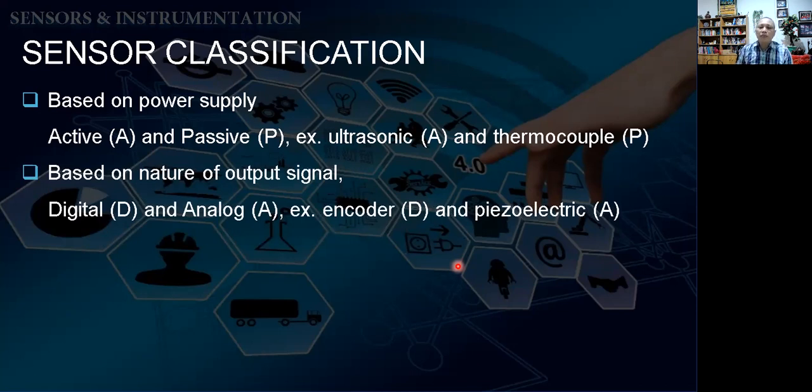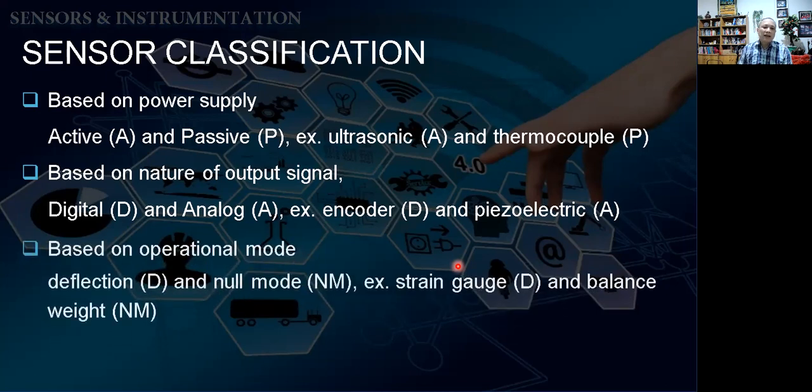Based on the nature of the output signal, of course, you know it: digital signal and analog signal. Like an encoder, when we are measuring a rotation of something using infrared, for example, it will just say on and off, things like that. But piezoelectric is analog, because whatever the pressure that you put on the ceramic, or on the sensor material, it will give a real number output, things like that.